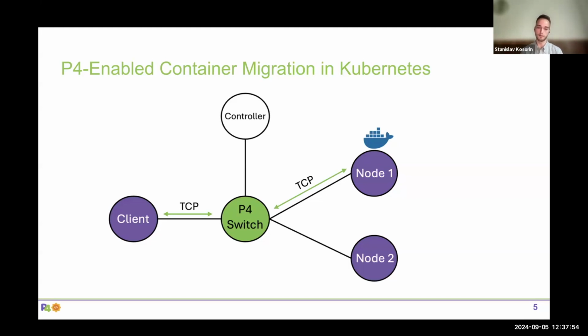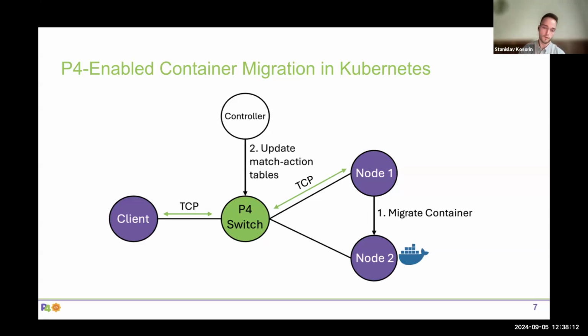However, for resource reasons or load balancing, whatever, we want to migrate this container to node 2. After we have done that, this connection is going nowhere, basically, to node 1, where the container is not running anymore. However, if we update the match action tables in this P4 switch, the traffic gets rerouted to node 2, and we can proceed with the connection as normal, with the client experiencing some downtime, minimal or not, we will see, right?